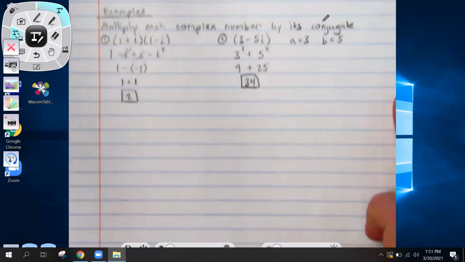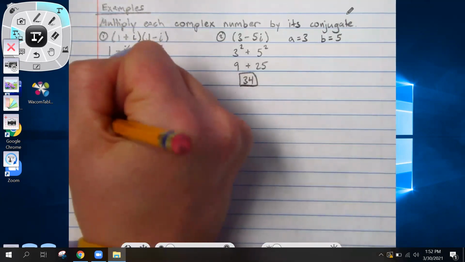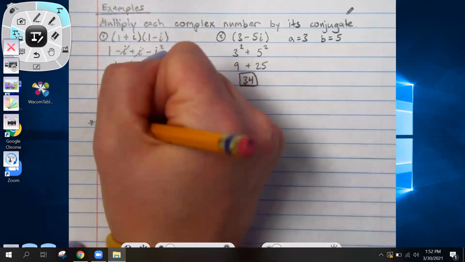Okay. So we're mainly going to use complex conjugates in the case when we have a complex number divided by another complex number. So up until now, we have added and subtracted and multiplied complex numbers. Now we're going to look at how we divide them. And to divide complex numbers, we're going to use complex conjugates. So let's write another little definition.